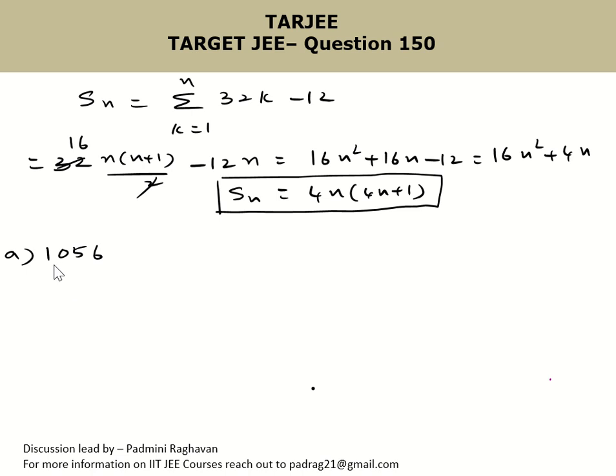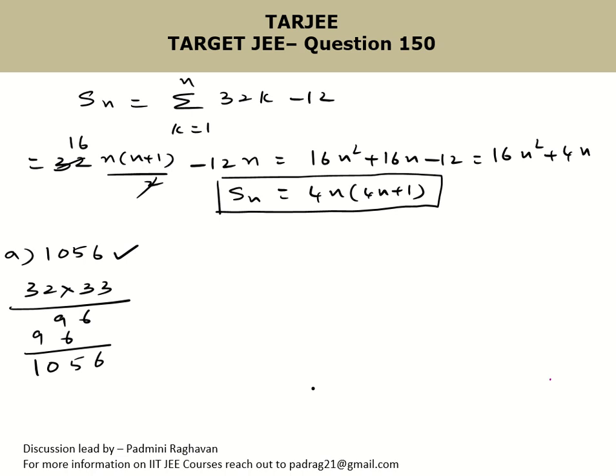So between 30 and 40 there are only two multiples of 4. One is 32, other is 36. So either it should be 32 into 33 or it should be 36 into 37. So let's try 32 into 33. 3 twos are 6, 3 threes are 9, 6, 9, 6, 15, 1056. Yes, 1056 can be a sum of how many terms? 4n is 32, so n is equal to 8 terms. It can be a sum of 8 terms.